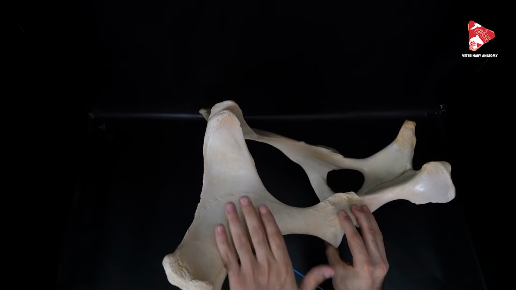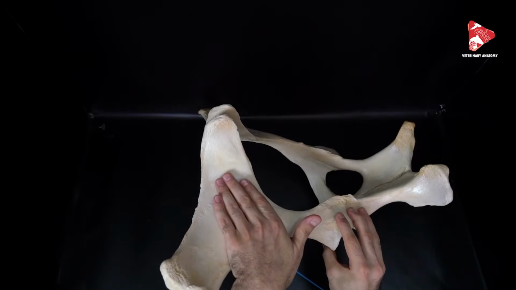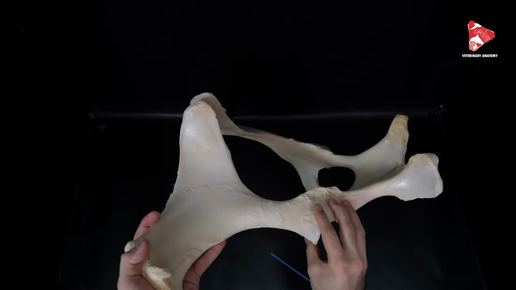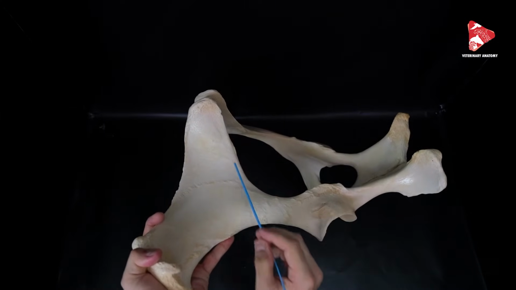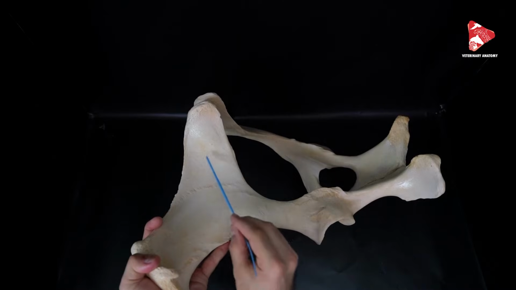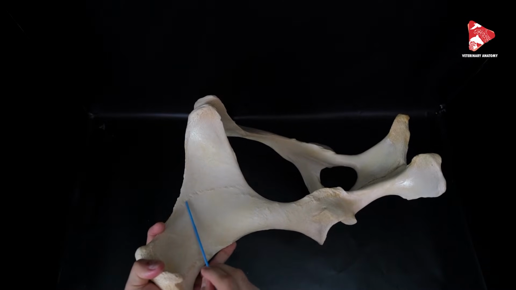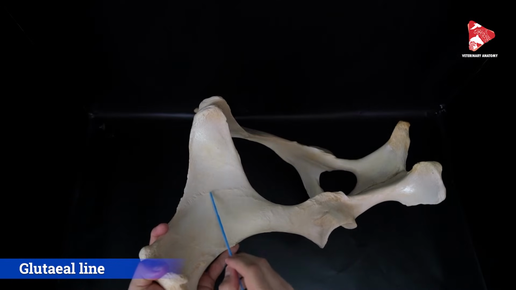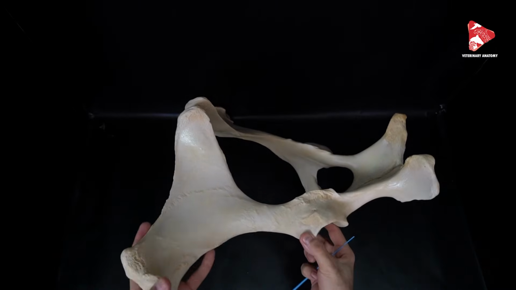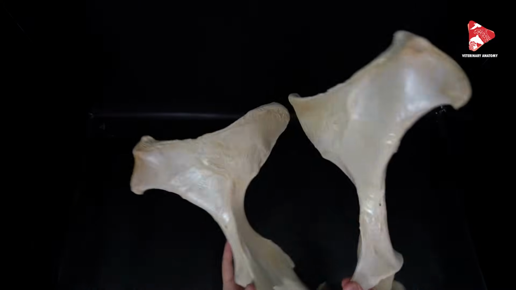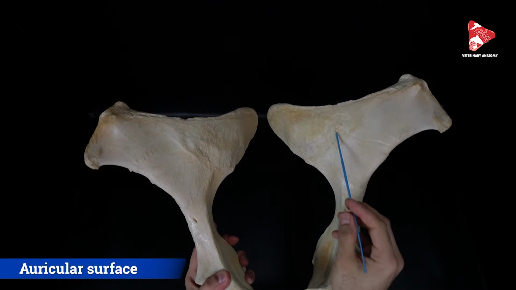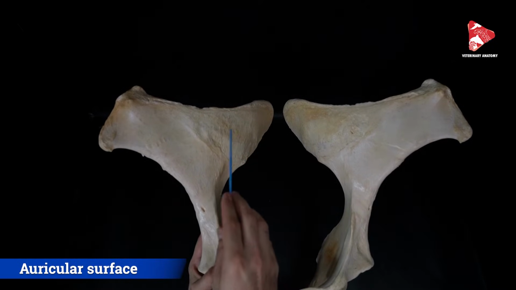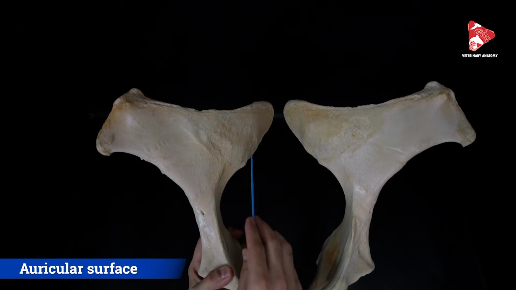The wing of the ilium has two surfaces, the lateral surface, and there we have the medial surface. The lateral surface has another name, the gluteal surface, just because this is the area of origin of the gluteal muscles, and that's why on this surface we can see this very developed gluteal line. If we look at the medial surface of the wing of the ilium here, we can see a rough surface called the auricular surface. This surface is there for the articulation with the wings of the sacrum.